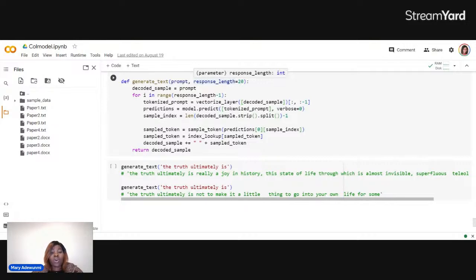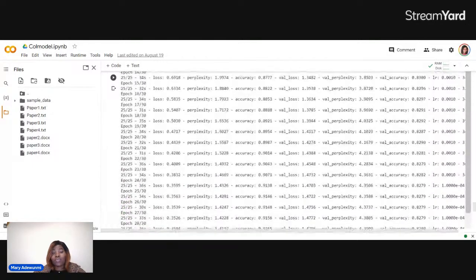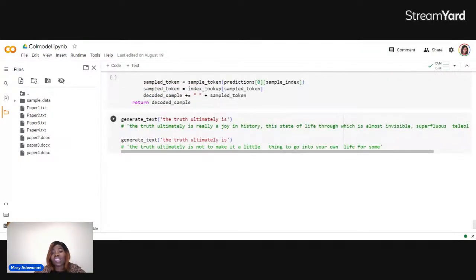So what are we saying? Why didn't it get some things well? It was because the data was small. This pre-trained model has been trained on massive datasets, on millions, billions of parameters, and we are still working with thousands. So those are the limitations when you want to train the model by yourself. It said, "the truth ultimately is really joy in history, this state of light through which," and looking at it, I'm sorry to say, it does not make sense. So that's what we are saying about pre-trained models like GPT.